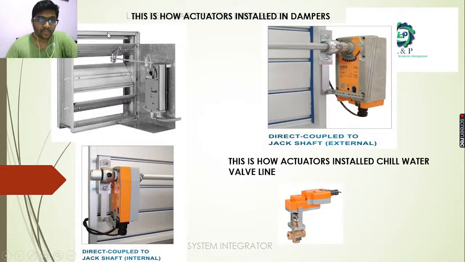So these are the different methods of how we can mount the actuators to control the open and close operations of the dampers. See here, through the spring, through indirect contact, we are operating these dampers, or directly mounting on the shaft, we control the dampers. Okay, and this is one of the actuators which is being used in the chill water return line.